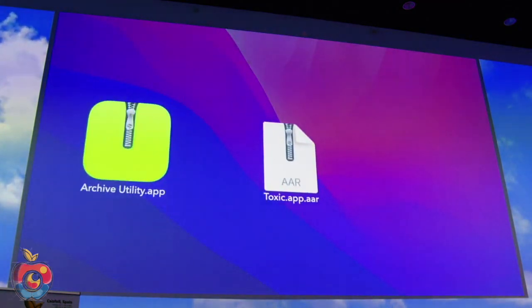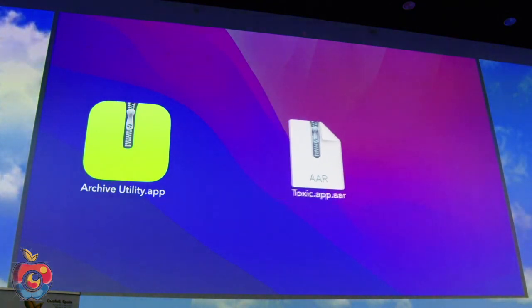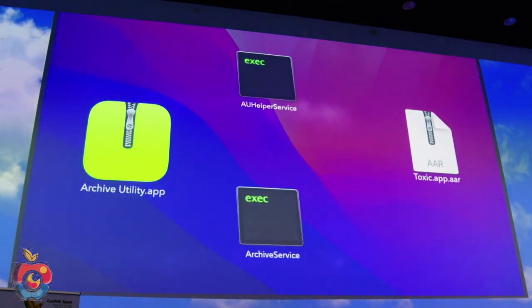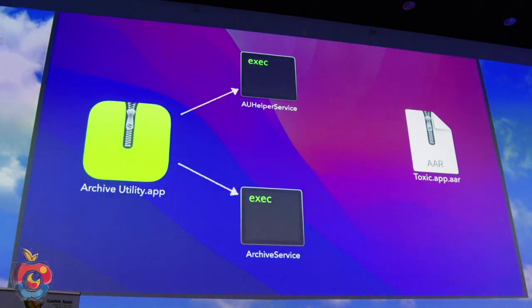One of the reasons we used an AAR file is that if we used a zip, Safari would likely try to auto-unzip it. And we wanted to make sure that this can bypass when downloaded from any browser, so we used the Apple Archive. As mentioned before, Archive Utility relies on 2 different service processes in order to perform its unarchiving. These are Archive Service and AU Helper Service.